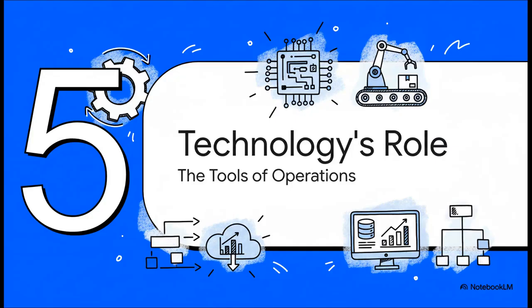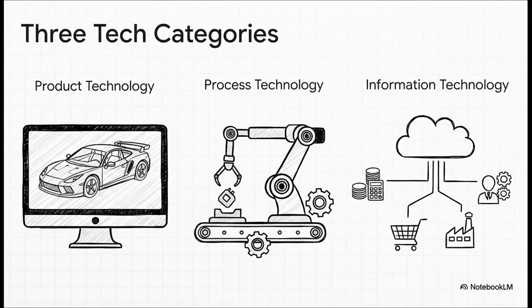Of course, none of this happens in a vacuum. We have to talk about the tools that make all of this modern operation stuff possible, technology. This is like choosing the right appliances and gadgets for our kitchen. In operations, we can pretty much group technology into three main buckets. First up is product technology.